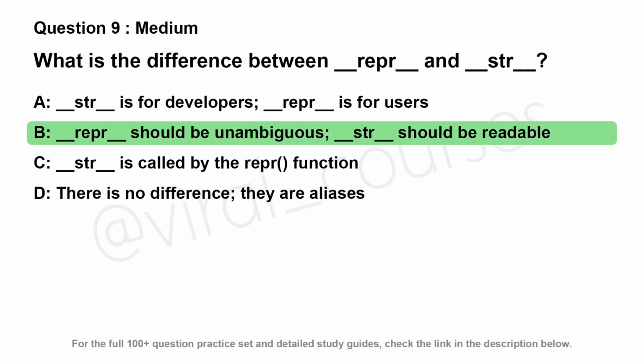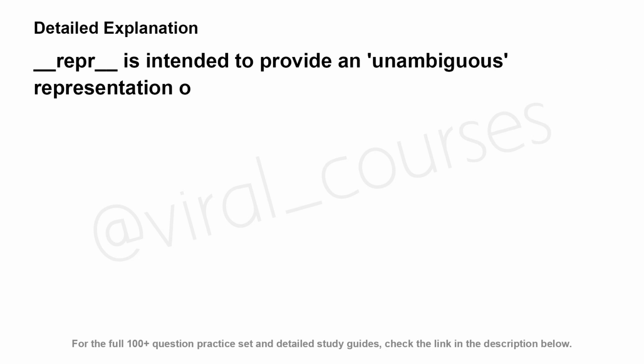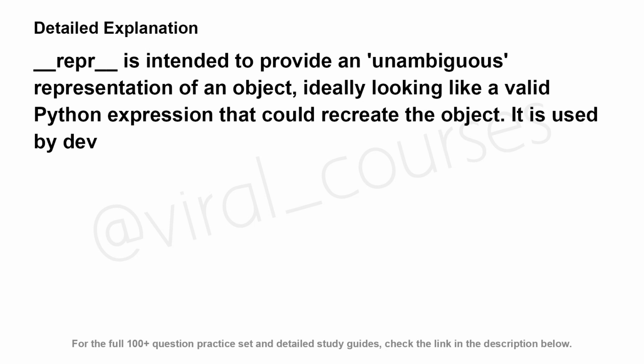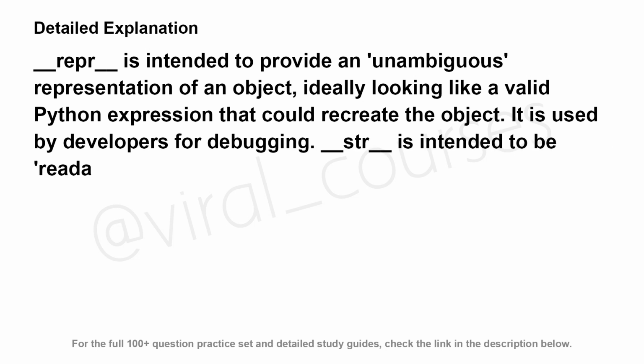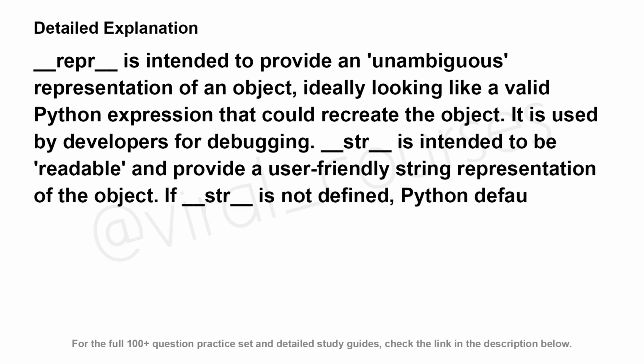The correct answer is B. __repr__ is intended to provide an unambiguous representation of an object, ideally looking like a valid Python expression that could recreate the object. It is used by developers for debugging. __str__ is intended to be readable and provide a user-friendly string representation of the object. If __str__ is not defined, Python defaults to using __repr__.